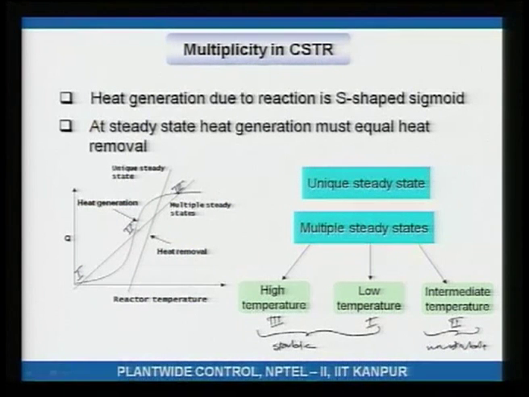So, temperature control of the reactor by adjusting the cooling duty would stabilize this open loop unstable system. So, this is an example of a control system stabilizing an open loop unstable system.